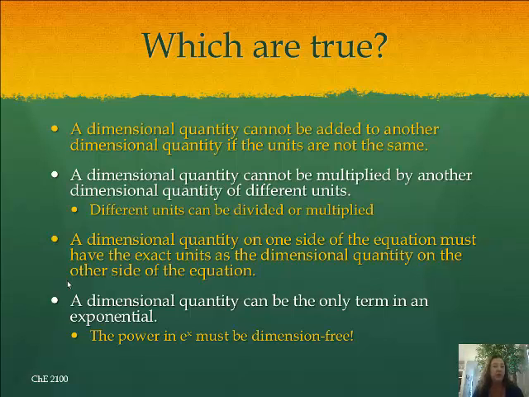But statement 2 was false. A dimensional quantity can be multiplied by another dimensional quantity with different units. You just simply divide or multiply those units. And the fourth one is also false. A dimensional quantity can be the only term in an exponential. That just is simply false. All transcendental functions, the exponential function is one of those, must be dimension-free, and again, the answer will be dimension-free.